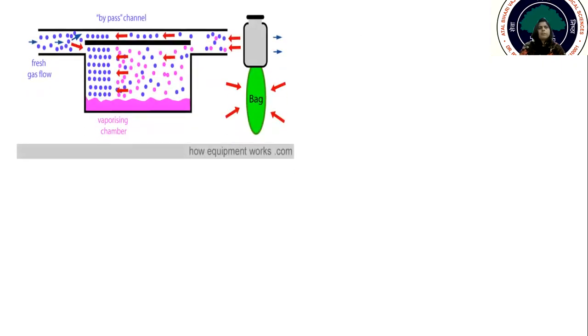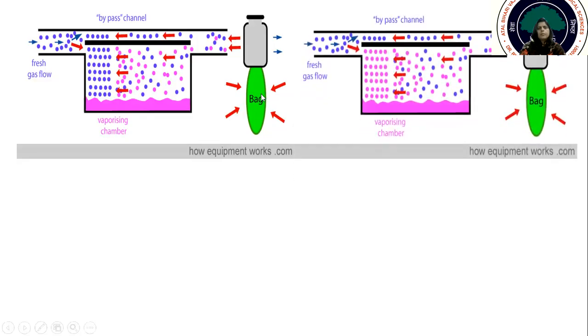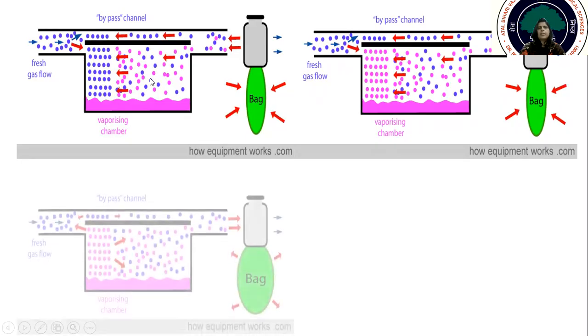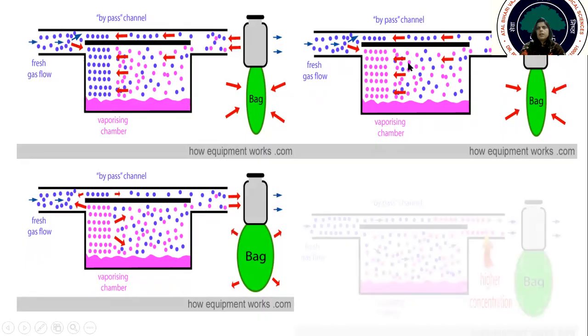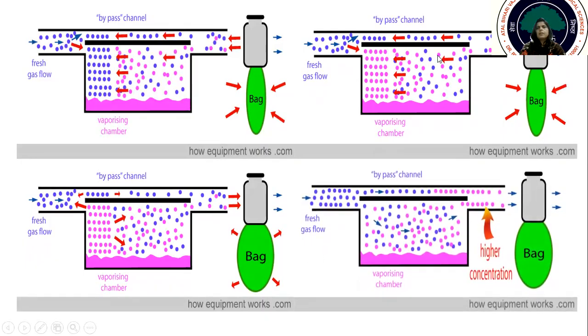Now see what actually happens. You can see a diagram. A fresh gas flow is coming, and here a back pressure is applied in the form of intermittent positive pressure or oxygen flush. So the gas will get compressed both inside the bypass chamber as well as in the vaporizing chamber. What will happen? You see here, these blue molecules are the fresh gas flow, and these pink molecules are the vapor molecules. Since the gas is compressed here, you can see this is fresh gas flow. Now it is completely saturated with the vapor molecules.